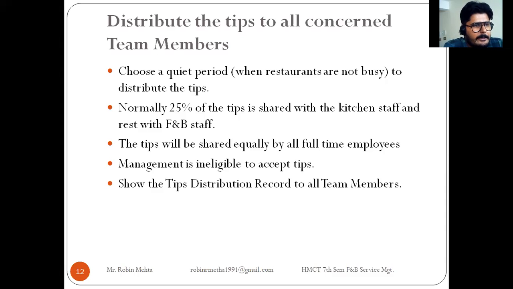Next, normally 25% of the tips is shared with the kitchen staff and the rest with the F&B staff. They may take 30 or 35% also, but here they are mentioning 25%. The rest of the amount goes to the F&B staff. It may fluctuate, going up and down to 30 or 35%. It all depends upon the organization and the person who decides to distribute the tips.